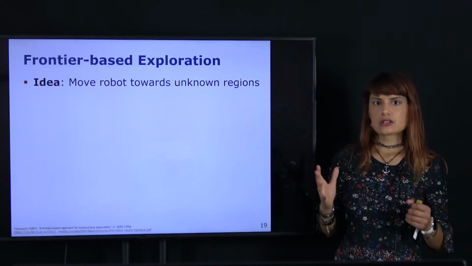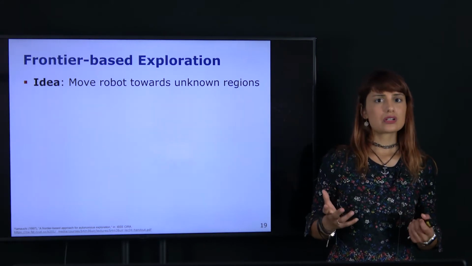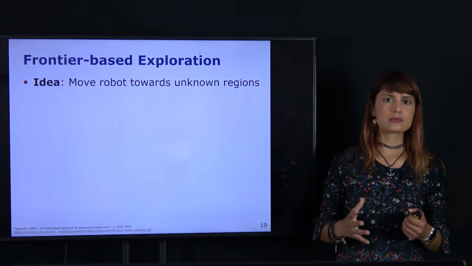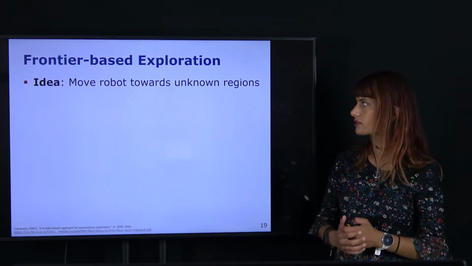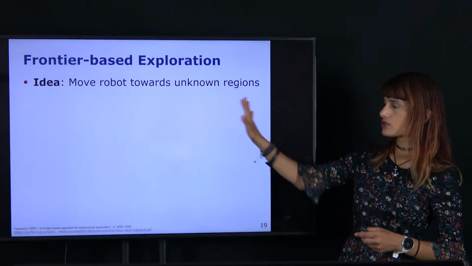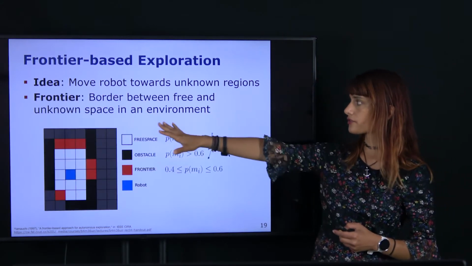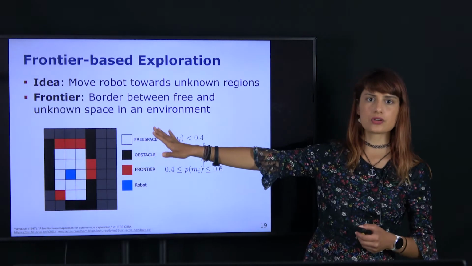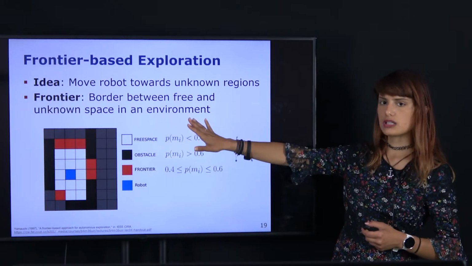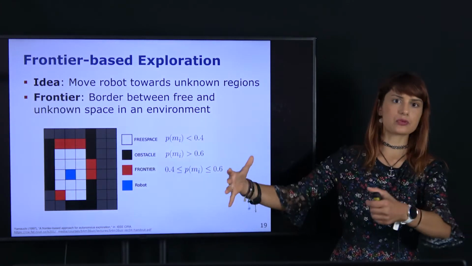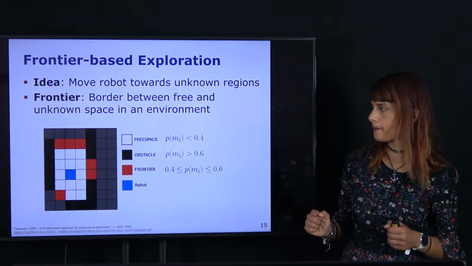So an initial and very intuitive idea that we could have is, let's say we're exploring in an environment, why don't we just move the robot to unknown areas? These unknown regions have a particular name. They're called frontiers. A frontier is a border between the free and unknown space in an environment. It's the so-called edge of the exploration area for the robot.